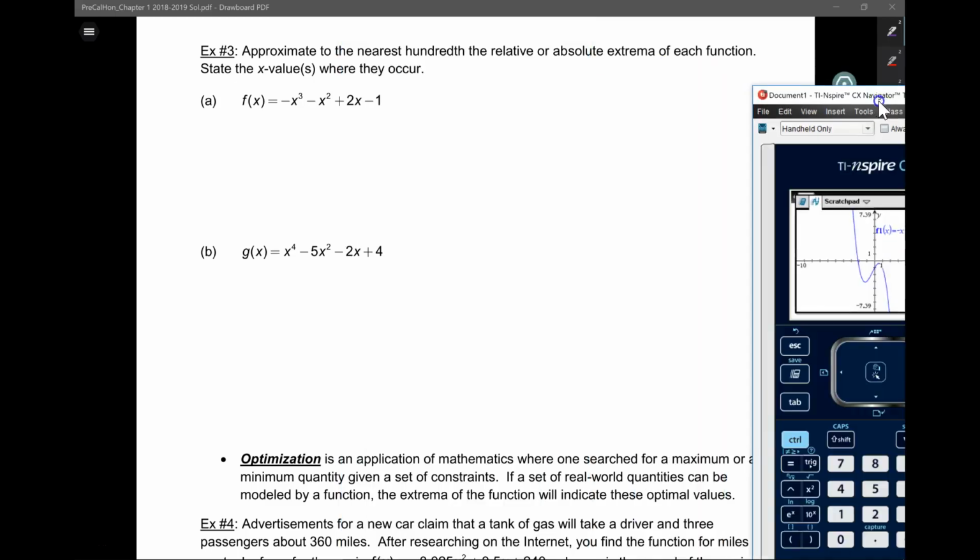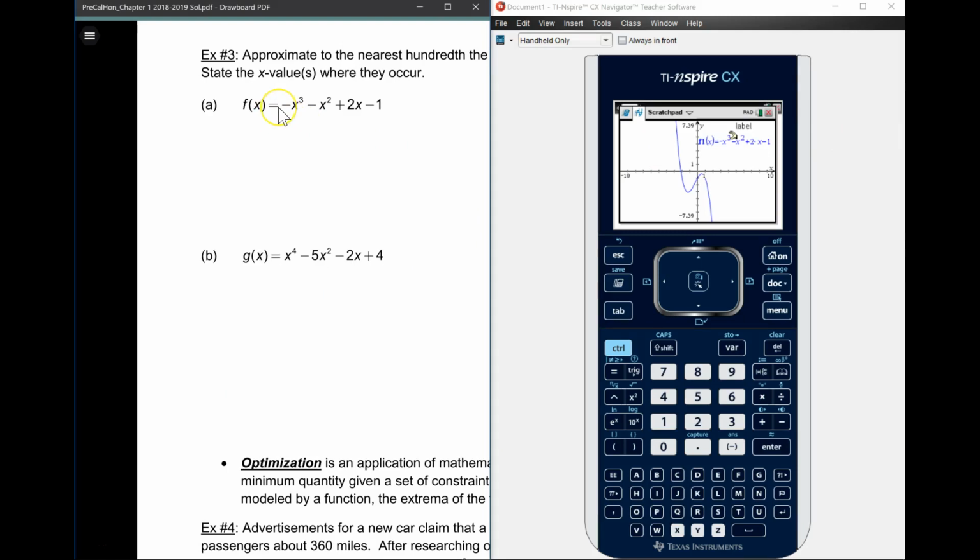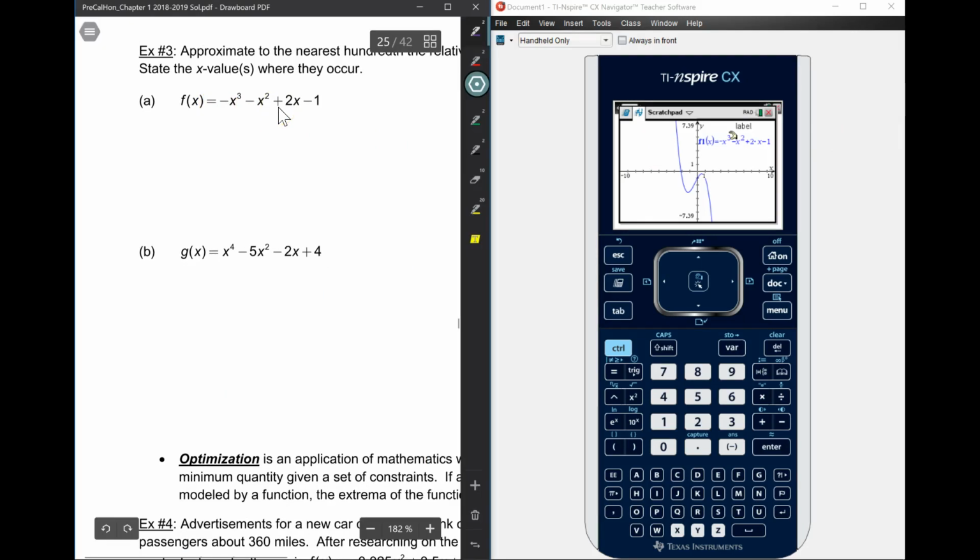All right, so we are going to be graphing this function a. And when you graph it, this is how it looks on your screen. We're going to find the relative or absolute maxima. And you see that there is just one minimum and one maximum, okay?